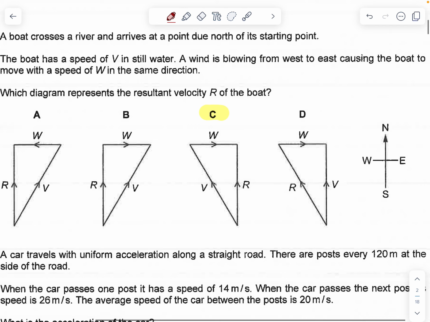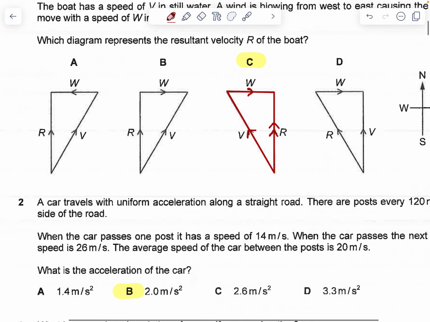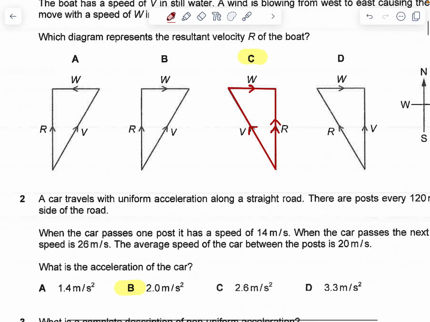2021, paper 1. First, you have a boat that crosses a river, arriving at the point due north of its starting point. So this is due north. So the resultant is north. It has a wind blowing from west to east, given by W. So if you form the triangle, you get this.